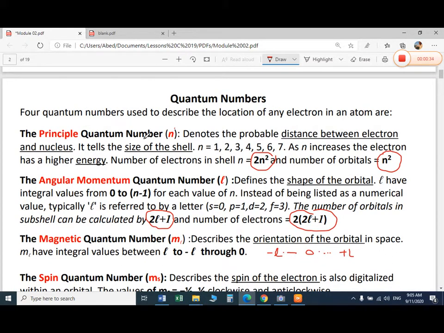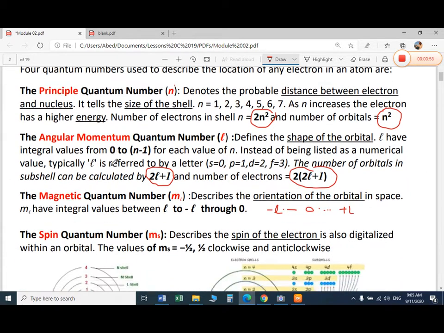So there are 4 quantum numbers. Number 1 is the principal quantum number. This is represented by n, and this tells you 3 pieces of information about the electron. It tells you the distance between the electron and the nucleus. It tells you the size of the shell, and it tells you the energy of the shell. So let us see in the diagram.